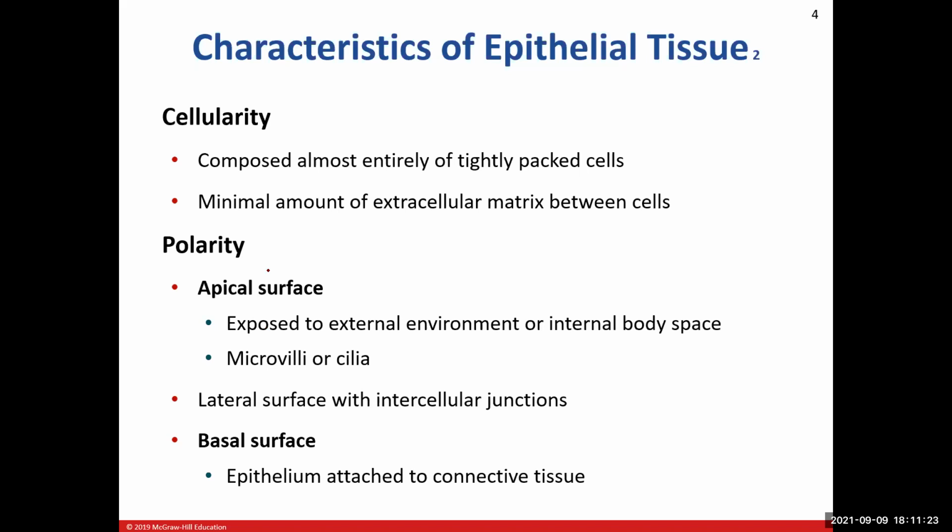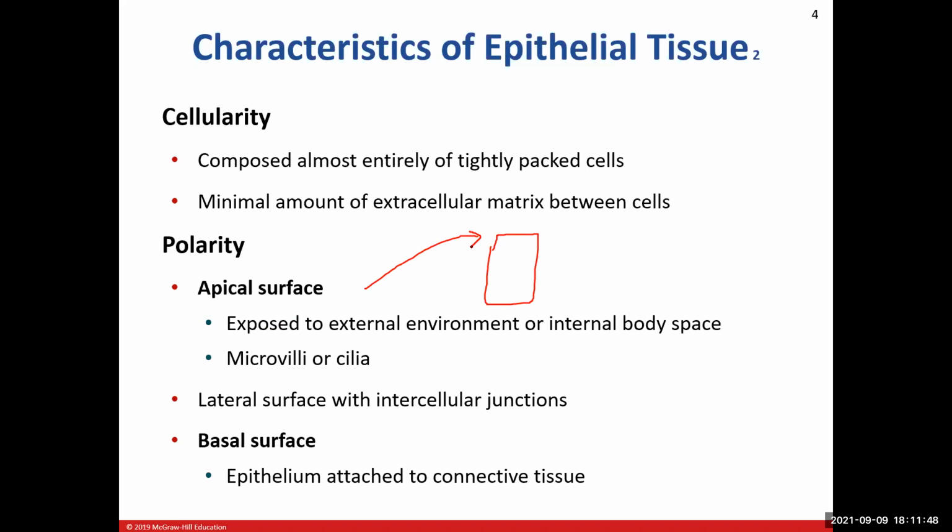All right, so when we talk about the apical surface of the cell, we're talking about the top portion of the cell. That's the part that's going to be exposed, if we're talking about the epidermis, to the external environment, or if we're talking about one of our serous membranes or layers, it could be an internal body space. And the apical surfaces will have those modifications.